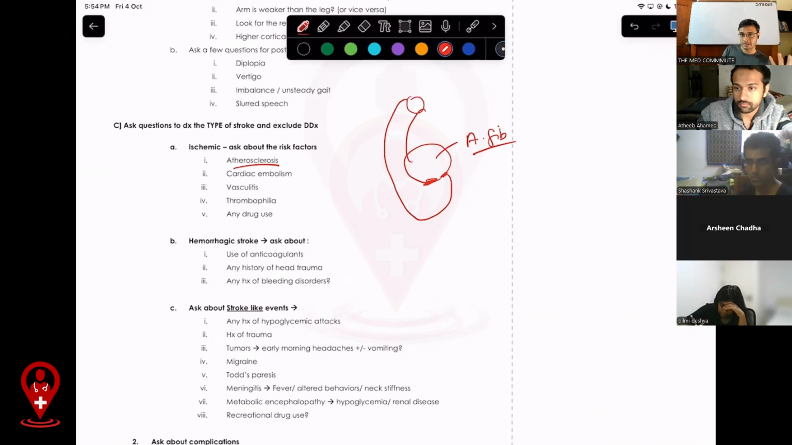You all know vasculitis. They can come with glomerulonephritis, so there can be hematuria, right? So you can ask about these kinds of questions. And vasculitis, guys, specifically these autoimmune type of disorders.